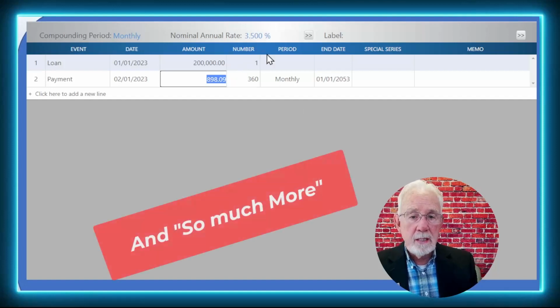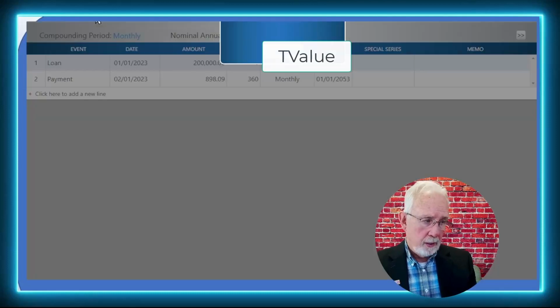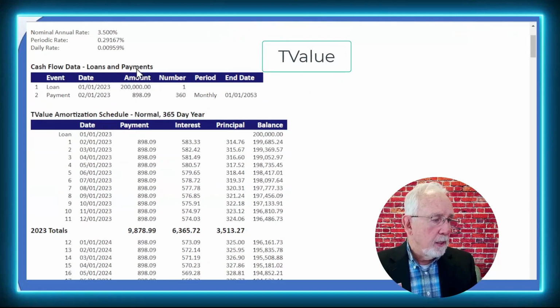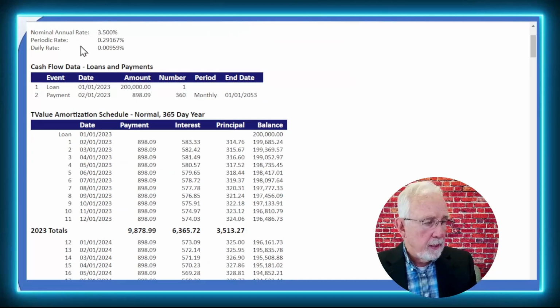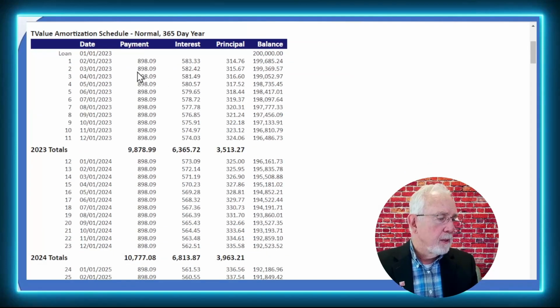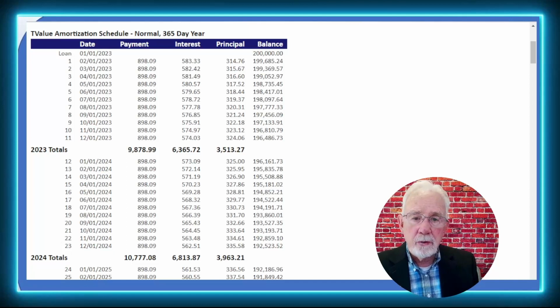You can change the rate, you can change the loan amount, you can change the payment, you can change the term. And now let's go over and look at the amortization schedule, and I'll show you what that looks like. There's the amortization schedule. You can see that it's monthly, it's 3.5%, gives you a periodic rate, a daily rate, and the loan amount. And you can see down here in the payments, where the payment's $808 or $898, the interest is $583. So you can see that's pretty healthy, and you're only dropping the principal by $314.